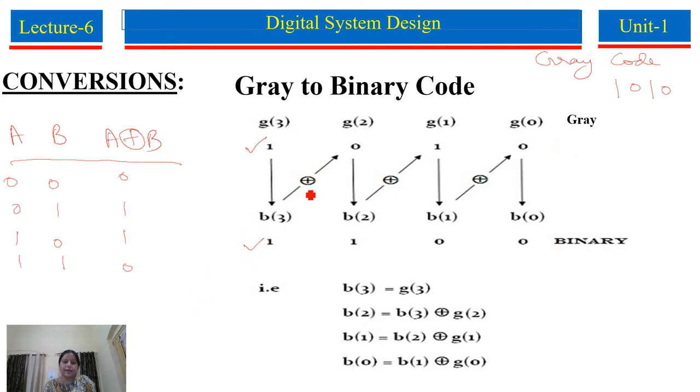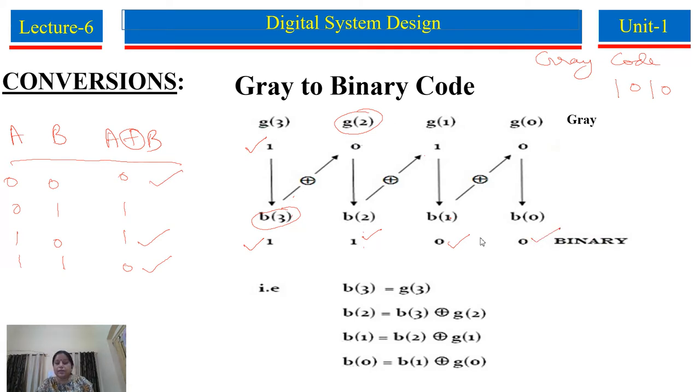Okay, so you write the MSB as it is. Then you take the XOR of B3 and G2. B3 is 1, G2 is 0 for the given number. 1 0 XOR is 1. You write it here. Then you take the XOR of B2 and G1. So 1 1 XOR is 0 here. Then you take the XOR of B1 and G0. 0 0 XOR is 0.